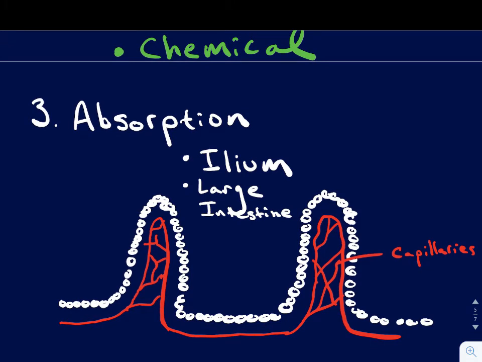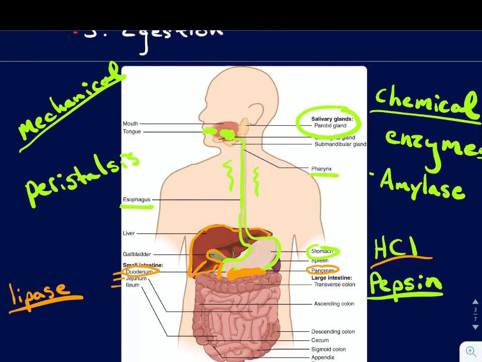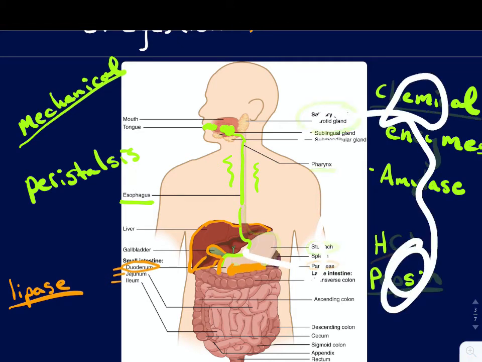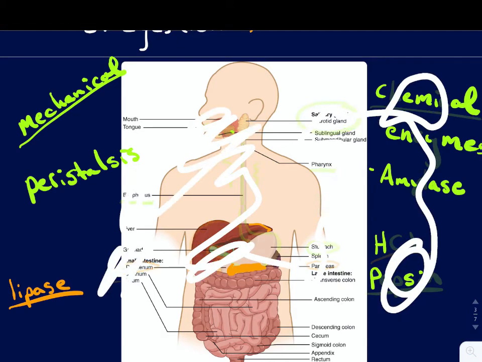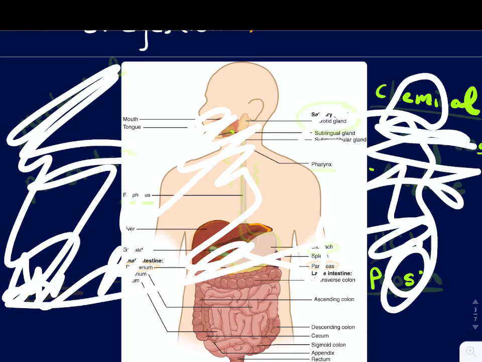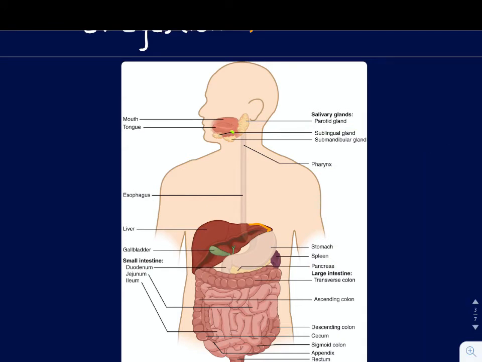And absorption is going to happen in both the ileum, which is a section of the small intestine, and in the large intestine, the colon. So if you take a look at the small intestine, I know we're zooming back and forth quite a lot here. I'm going to delete these so that we can see a little bit better. Okay, so we have our clean slate here.